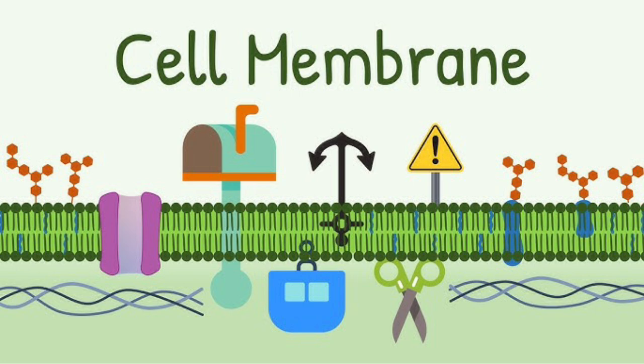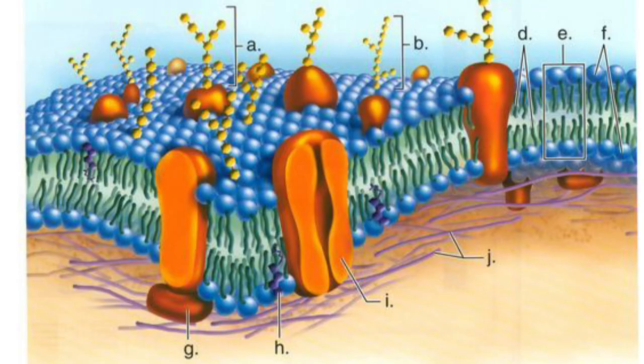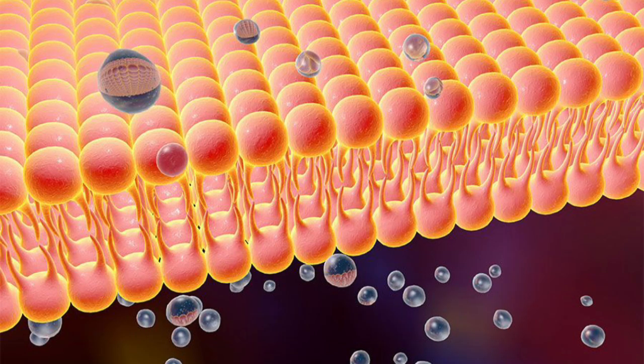So firstly we have to know what actually a cell membrane is. The cell membrane, or we can say plasma membrane, is a thin flexible barrier surrounding the cell. It is composed primarily of a phospholipid bilayer with embedded proteins, cholesterol and carbs. This structure regulates the entry and exit of substances, maintains cell integrity, facilitates communication, and supports cellular structure, enabling the cell to interact with its environment in a controlled manner. So this is the definition of the cell membrane.